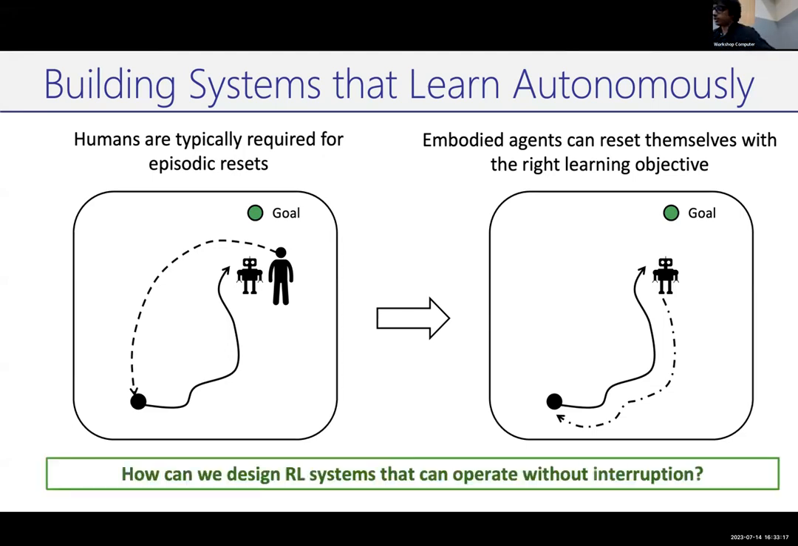And so the first question we're going to ask is, how do we design these RL systems that can operate without interruption? Right, so as you saw in Yevgen's experiment, he's interrupting the system every 20 seconds or every 30 seconds, right? We want to see how we can have systems that run without interruption for 60 hours, 70 hours, right? And so that's the first thing we're going to talk about.